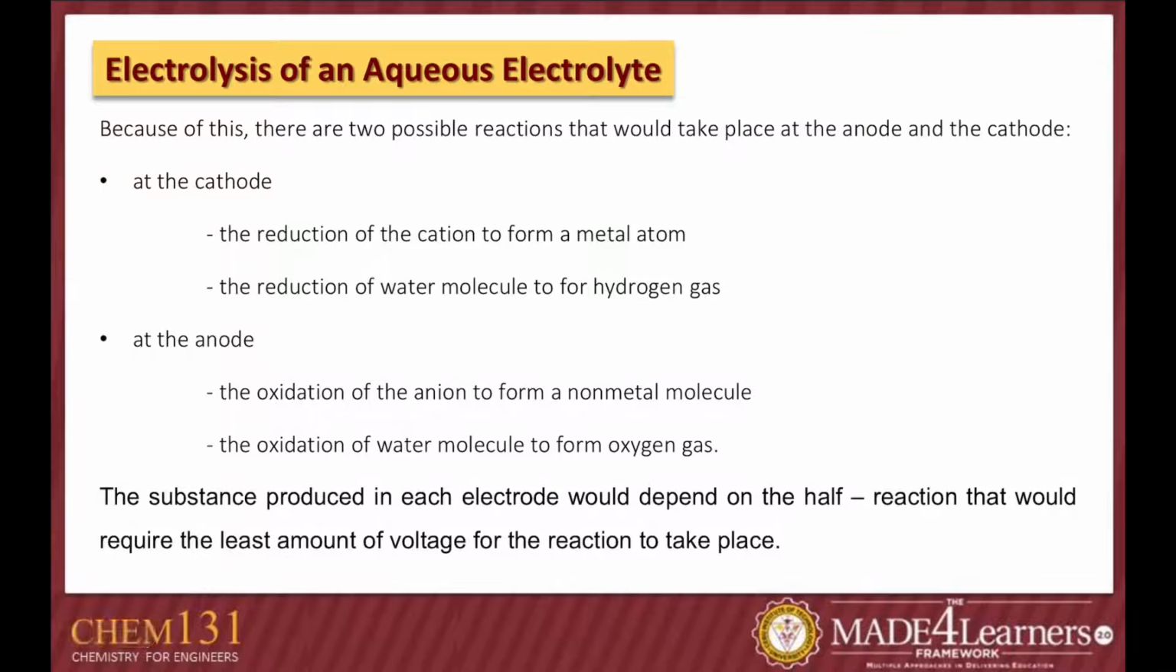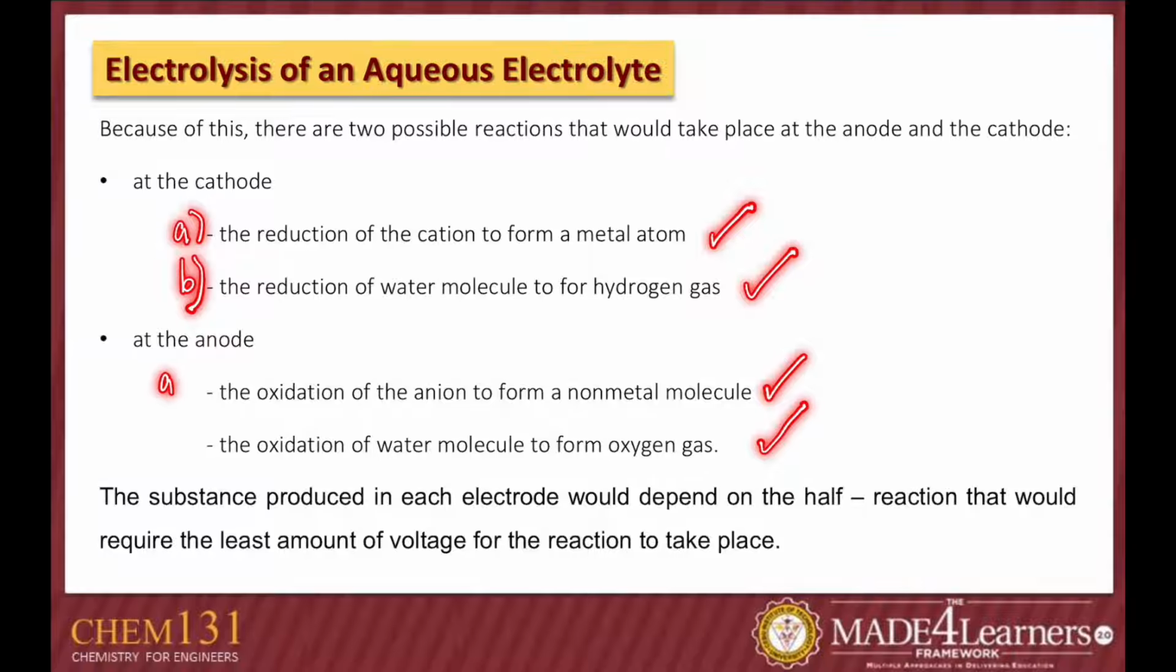Because of this, there are two possible reactions. As again, because water will undergo also electrolysis, so there are two possible reactions that would take place at the anode and the cathode. So mura siya ma-combine ang electrolysis sa kadong molten nga electrolyte ug sa water. So at the cathode, pwede siya possible. So mura ni siya multiple choice. It's either A or B depending sa condition. It's either mo form og metal or hydrogen gas. Niya sa anode is either mo form og non-metal or oxygen gas.